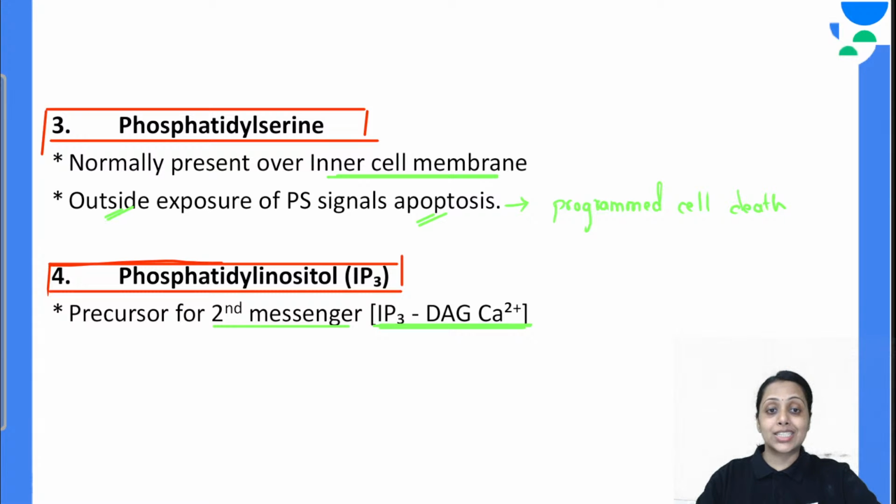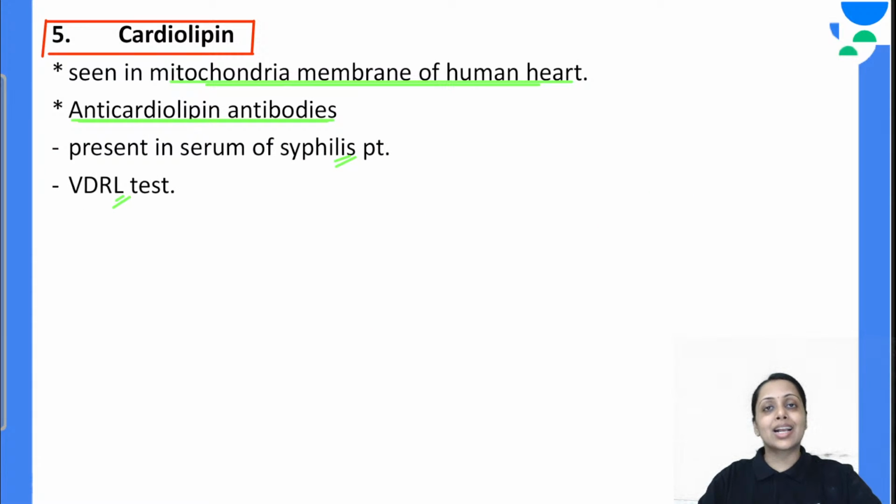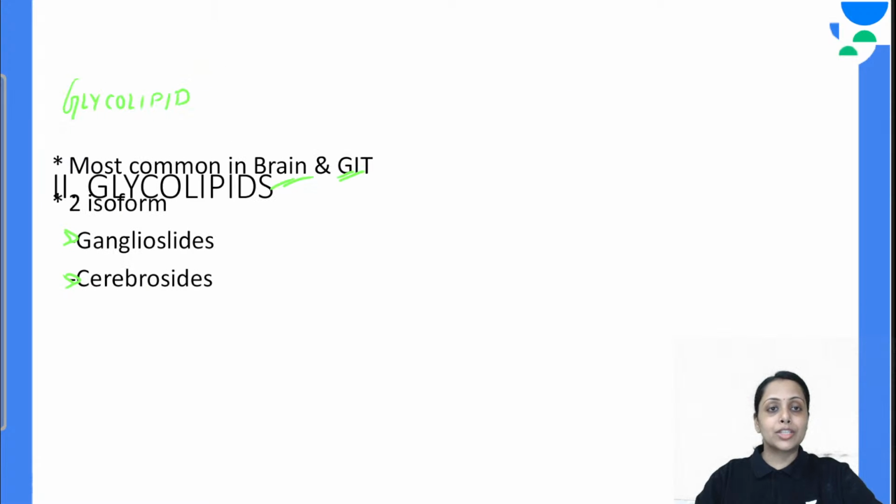Next is the phosphatidylinositol that acts as a secondary messenger for the IP3 DAG calcium. Next is the cardiolipin that is present in the mitochondrial membrane of the human heart, and whenever the anti-cardiolipin antibody is present, they are present in syphilis, and the VDRL test is done for this measurement. Coming to the next one, the glycolipid. This glycolipid has two forms. We have ganglioside and cerebroside.